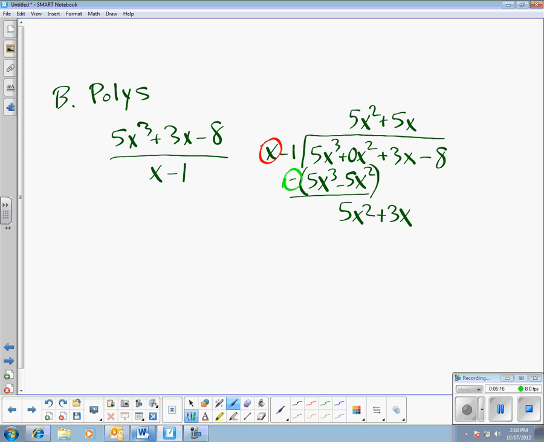Okay, now multiply. 5x squared minus 5x. Okay, think in your mind what's going to go below this line when I subtract. Please don't be thinking negative 2x. Instead, be thinking 8x, because it's all being subtracted. And 3 minus negative 5 is 3 plus 5, which is 8.